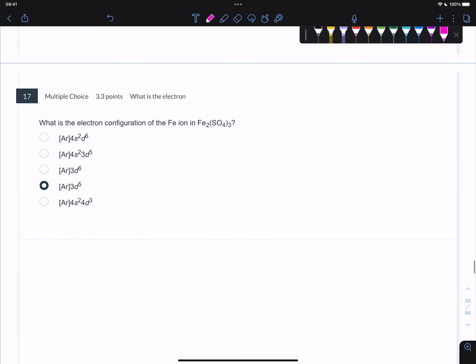Number 17, what is the electron configuration of the iron ion in iron 3 sulfate? All right, so kind of going way back to late August, kind of splitting this apart, there are 2 iron ions. Now, iron is a transition metal, so it can assume multiple oxidation states or oxidation numbers. So we don't know the charge on this iron. Whenever we don't know the charge on the iron, we can come back to it. So that's why we look at these sulfates.